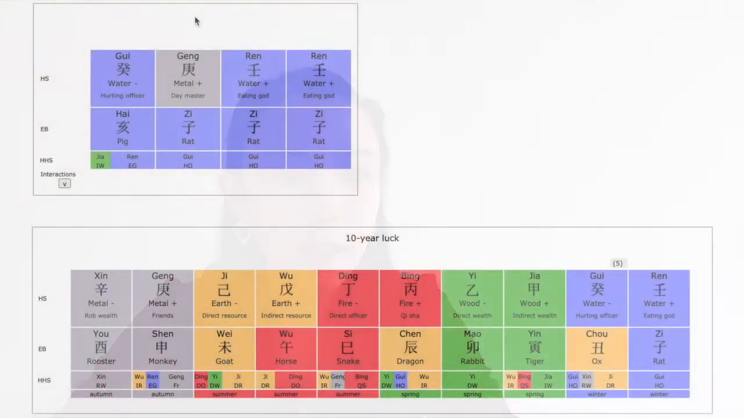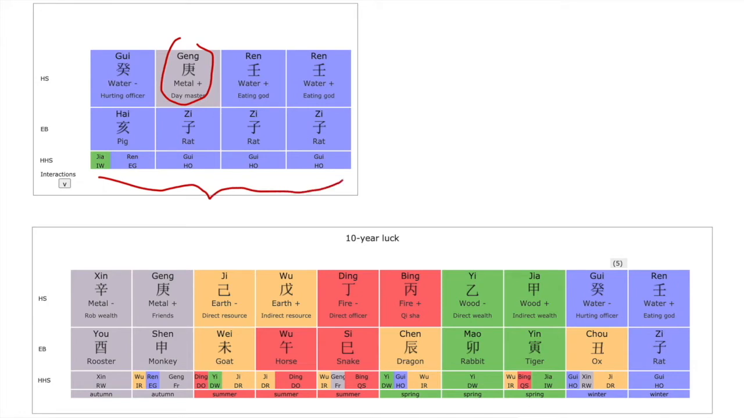Here we have a very extreme example. This person's Daymaster is Geng. He has only water in his chart, which is his output element. Then we say he has a very pure output follower chart. People with this type of chart are born to be famous. Output element is the fame and talent.